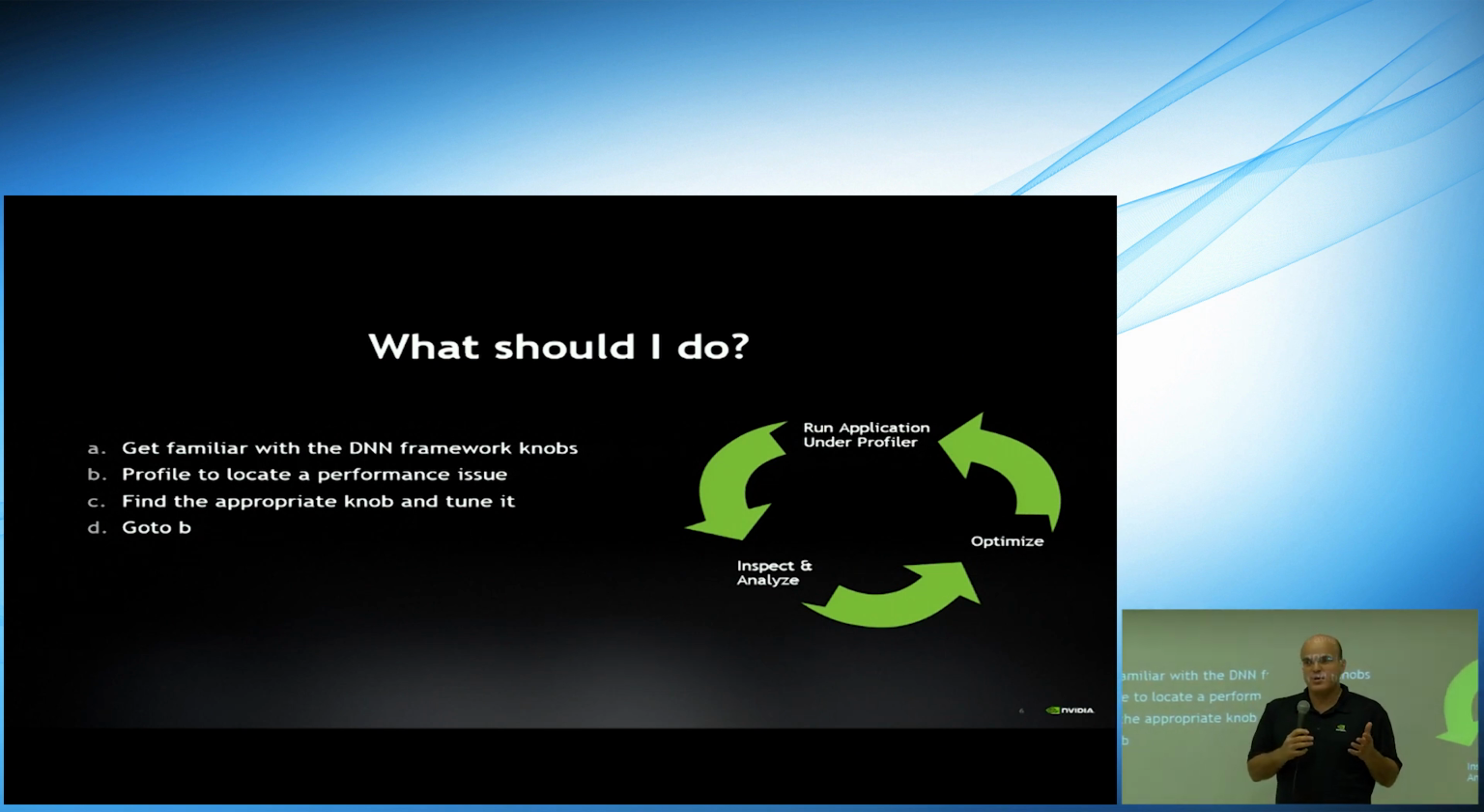Someone is waiting for someone, some unit is not really utilized, and after you know the problem, you need to look for the knobs that control this unit or control this behavior and try to play with them until you get the desired performance. So you profile, you see the results, you optimize, you play with the knobs, you change things, and then you need to run again under the profiler.